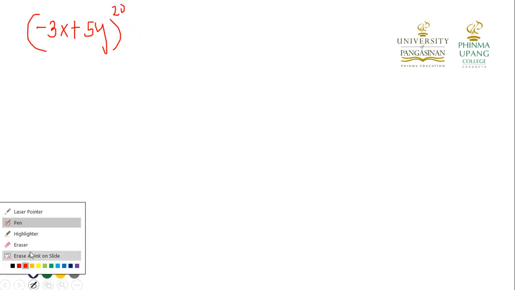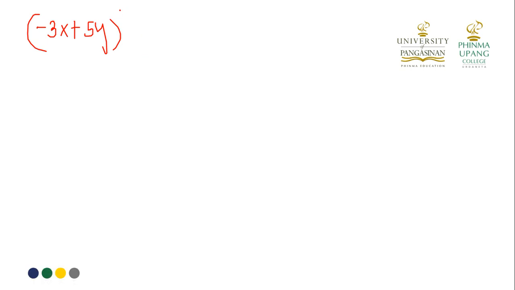Okay, can you give me an example? x minus y raised to 5 is napakadali. Negative 3x plus 5y. Raise to 3 lang, sir. Raise to 10. Raise to 8. The highest, sir. 8, sir.